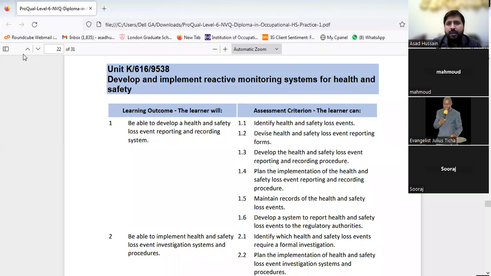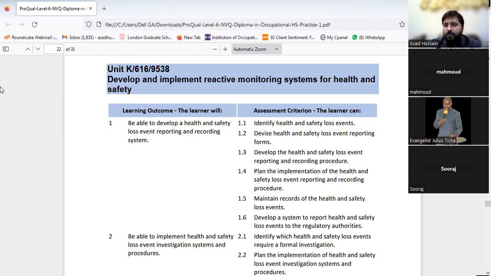As we usually do, we are not considering the learning outcome of CPD here, because we have a separate class for that, the CPD session and CPD learning outcomes. So in this one, we have to work on 5 learning outcomes and their assessment criteria. So here we have 5 learning outcomes and 26 assessment criteria.